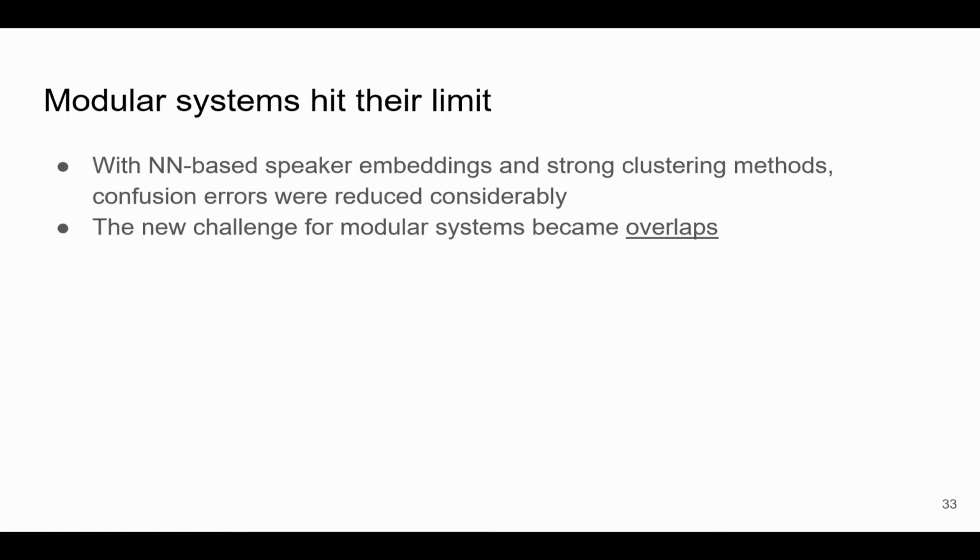So around that time, 2019, 2020, these modular systems start to hit their limits. You have very good speaker embeddings. X-vectors were already popular. People had already stopped even comparing against i-vectors back then. And you also have strong clustering methods, so the confusion errors are much lower. Now the overlaps became, I don't know if the last mile, but the next hurdle in speaker diarization.